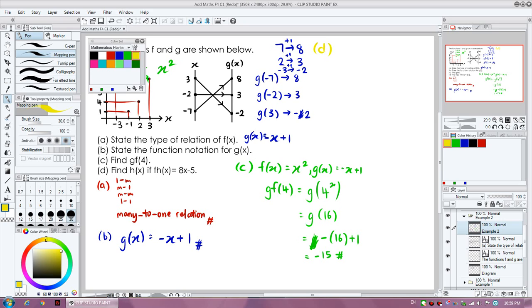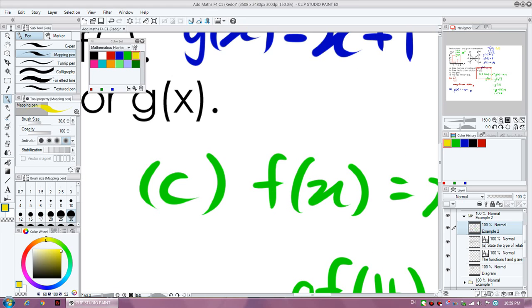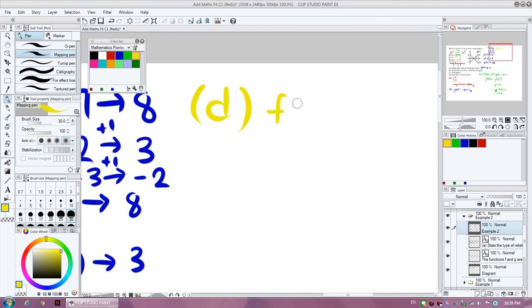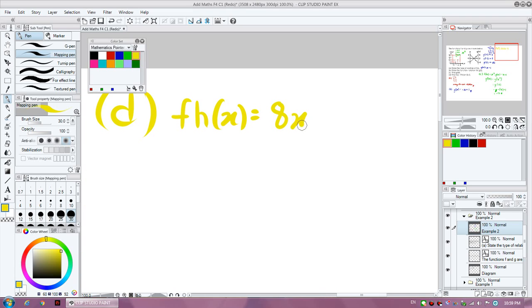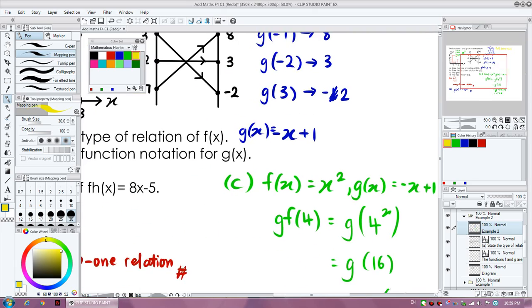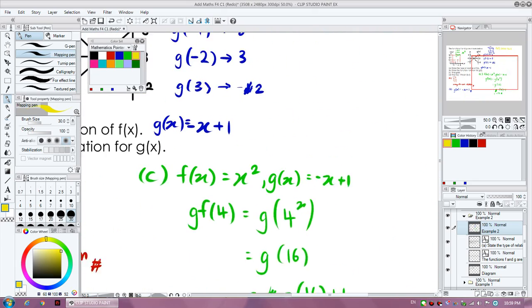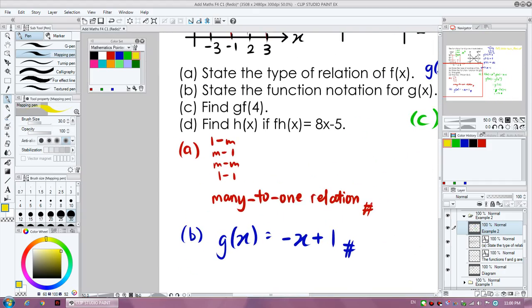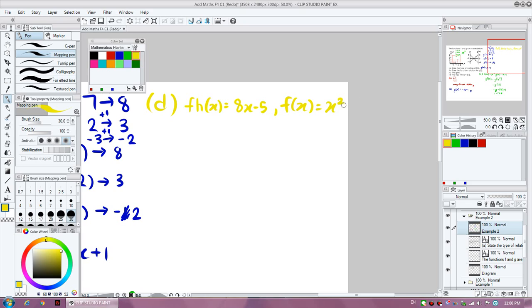Now that that's done, let's go into the final question, D. Find h(x) if fh(x) equals 8x minus 5. So let's get it all there first. fh(x) is equal to 8x minus 5. Did I write it correctly? Yes. And f is x squared. So what do they want us to find? h(x). We can just use the inverse function again to find h(x). So let's find the inverse function for f first.